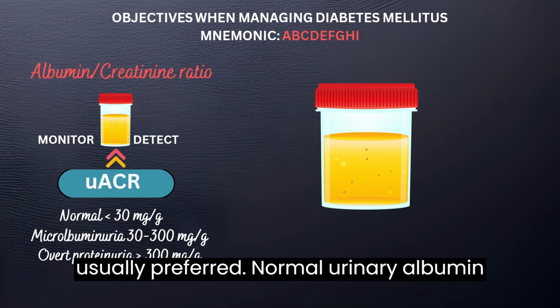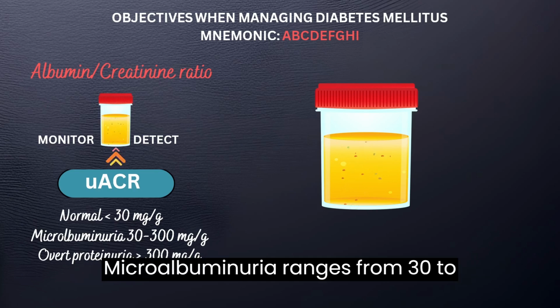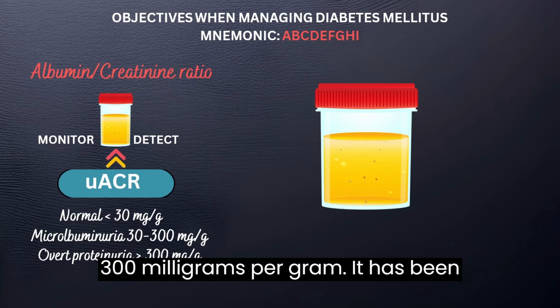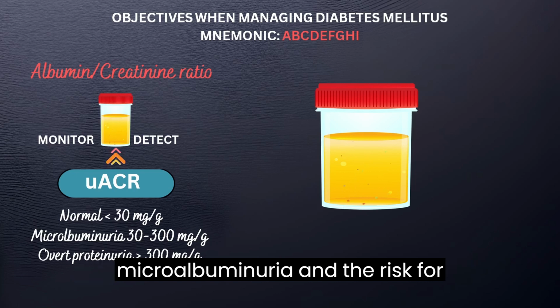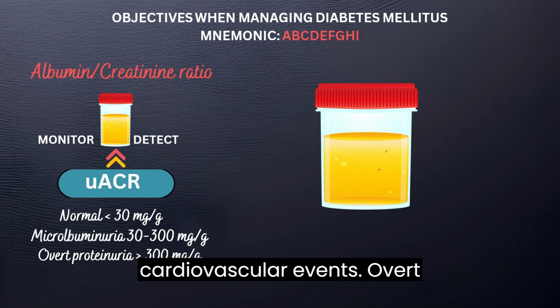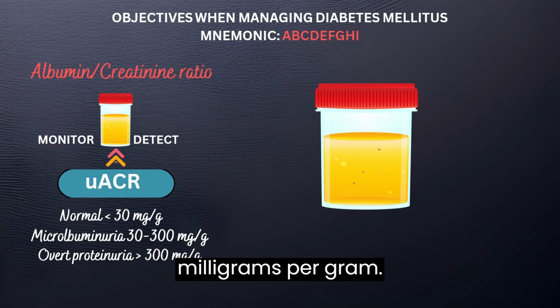Normal urinary albumin creatinine ratio is less than 30 milligrams per gram. Microalbuminuria ranges from 30 to 300 milligrams per gram. It has been shown that there is a correlation between microalbuminuria and the risk for cardiovascular events. Overt proteinuria is greater than 300 milligrams per gram.